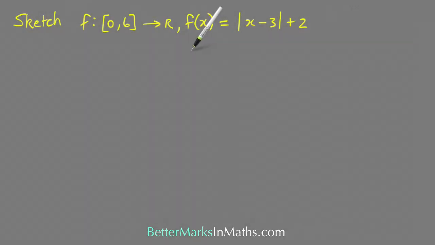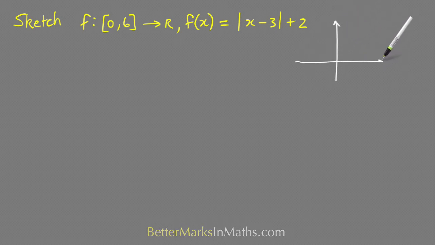In this question, you have to sketch f: [0, 6] mapped onto R, where f of x is equal to this absolute value function. And a real quick way of sketching this, to give you an idea of what you're going to get, is just to do this. So there's the x and y axis. The absolute value of x is just something like that, passing through 0, 0 like that.